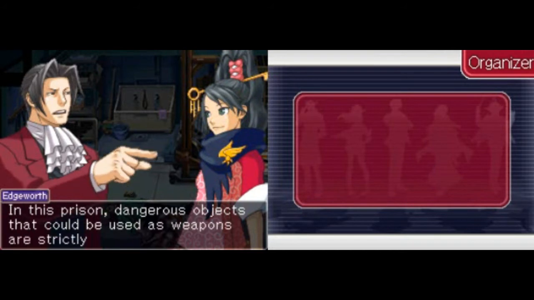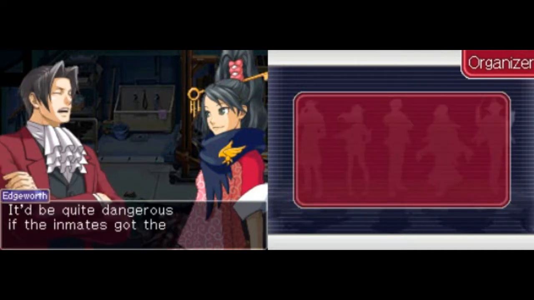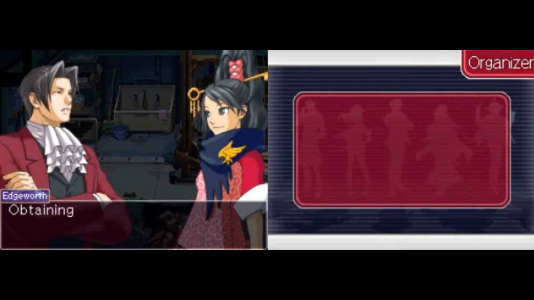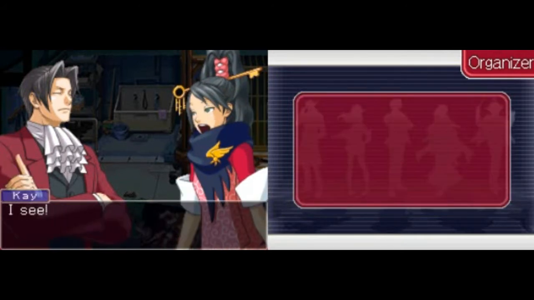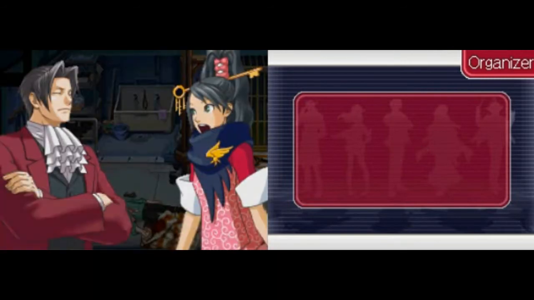Not consolate. Is it consolate? Or did you mean like consolation? Like console? Never mind. In this prison, dangerous objects that can be used as weapons are strictly regulated. It would be quite dangerous if an inmate got their hands on them. Obtaining a murder weapon and carrying it around is not an easy task. I see, you have a point. What was the murder weapon? And where did it go? That could be the key to solving this case.